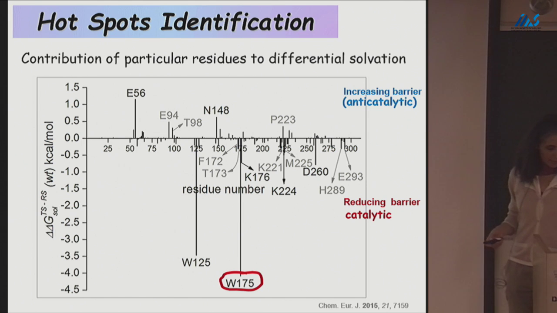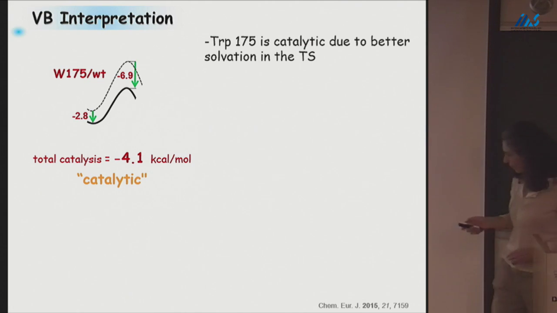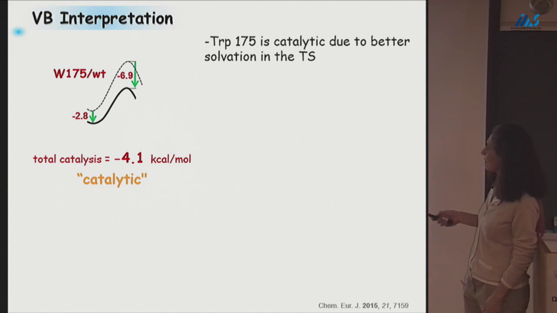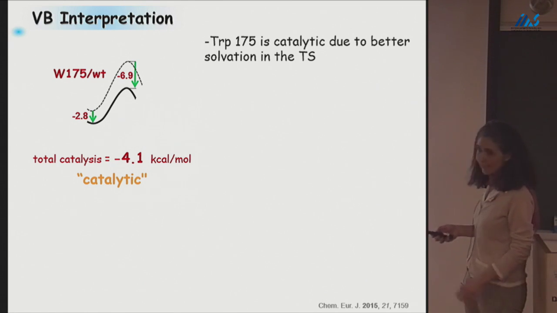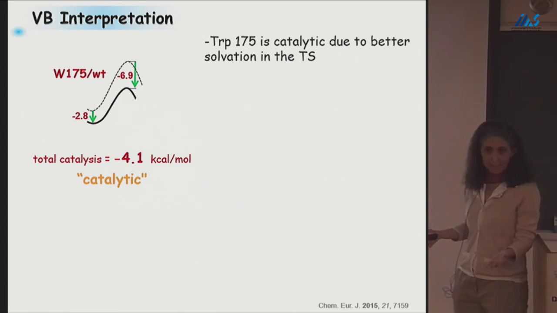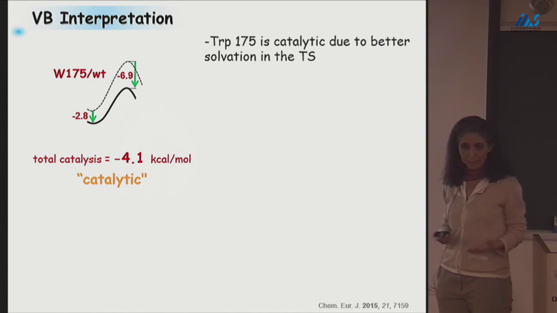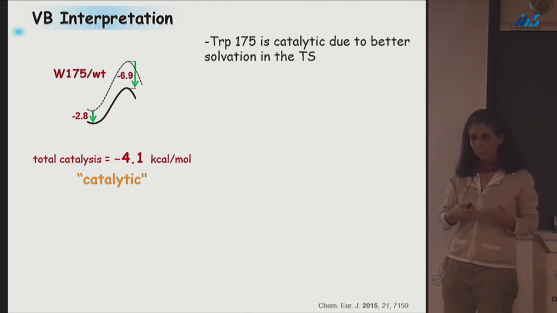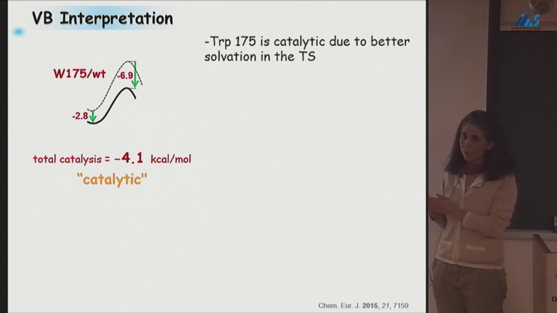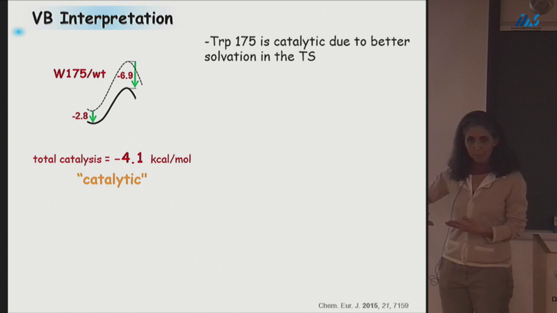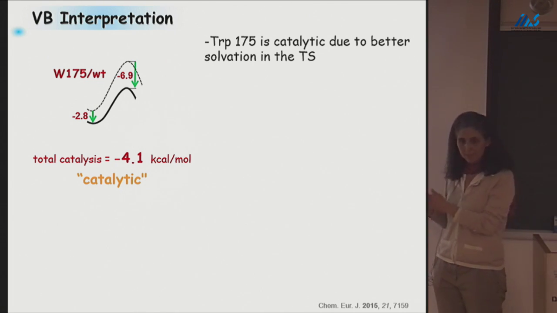It's actually nice, but this was something that was known, and we asked ourselves, can we now understand why this residue is catalytic? Here we are looking at tryptophan 175, and we see that its contribution to the solvation is stabilizing both the reactants and the transition state, but it stabilizes the transition state more than the reactant. That's why it's catalytic. Can we understand why? And here comes the use of the valence bond. Just like we decomposed the total contribution into the contributions of different residues, we can further decompose it into the contributions of different valence bond structures.